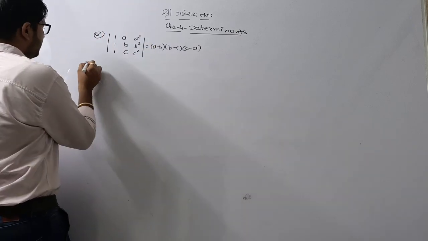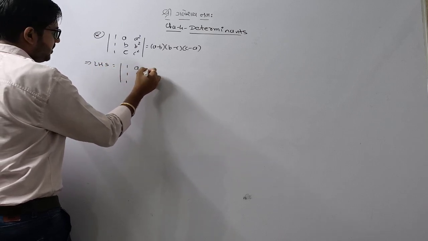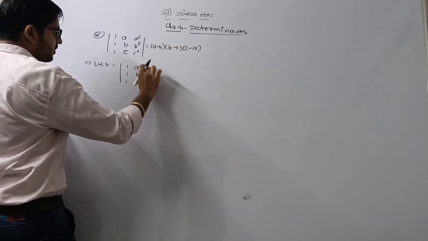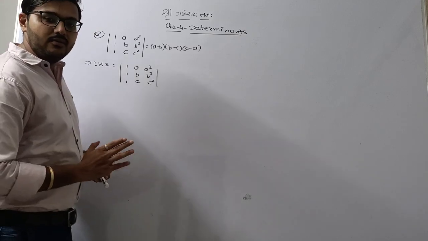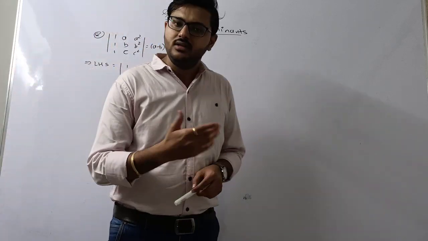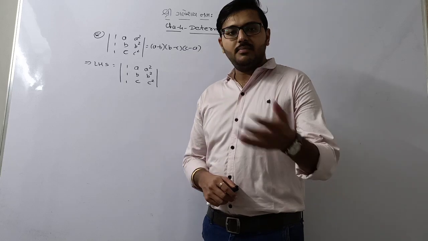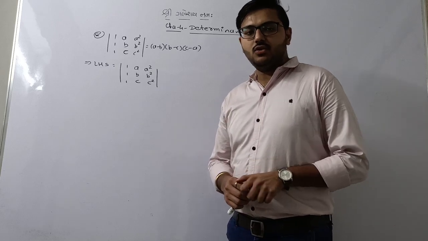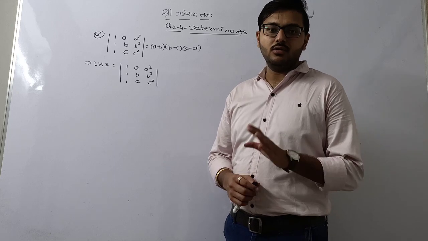So let's take the LHS. In the LHS we have 1 1 1, a b c, a square b square and c square. Now I'll tell you 2 points that always go with this property. When we get at least 2 zeros in the determinant, at least 2, if you get more than 2 then it's okay, but at least try to get 2 zeros, and once we get 2 zeros, then apply the expansion. And the second point: when we want zeros in a row, we have to apply column operations, and when we want zeros in a column, we have to apply row operations.